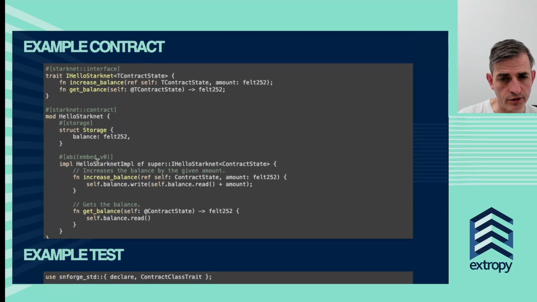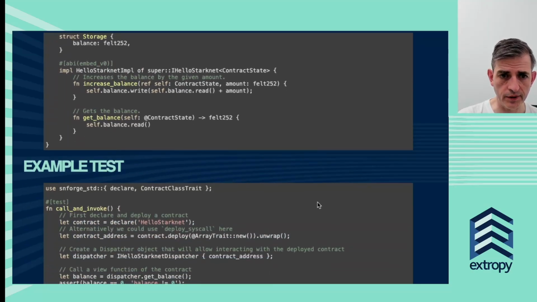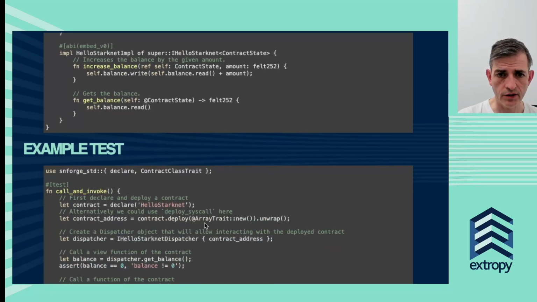So the contract itself is very simple. We have a simple balance in storage and then a couple of functions. One is a view function, which is to get the balance, and then we have one to increase the balance. So if you're going to test this, then this would be an example test that you would have. You first of all can declare and deploy your contract, and then you would go through and test the preconditions, run one of the functions, and then test the post condition.